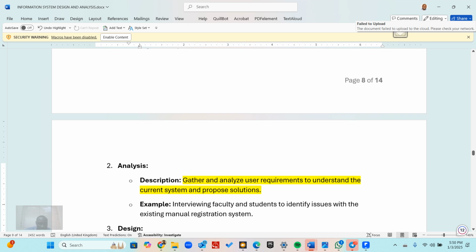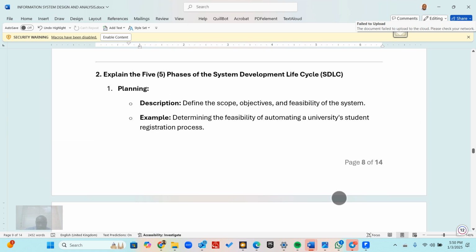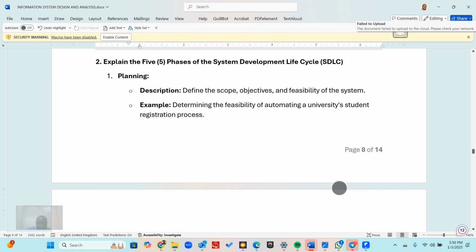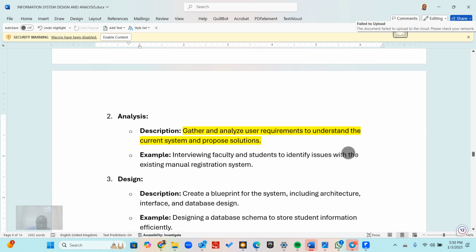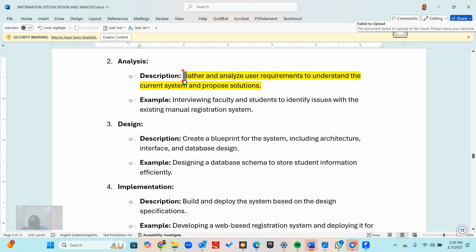After you plan, you analyze, you design, then that's under the system development lifecycle. You design, create a blueprint for the system, including architecture, interface, and database design. That is where you design database schema to store student information effectively. So implementation, build and develop the system based on design specification.